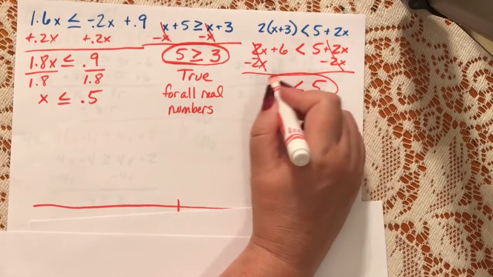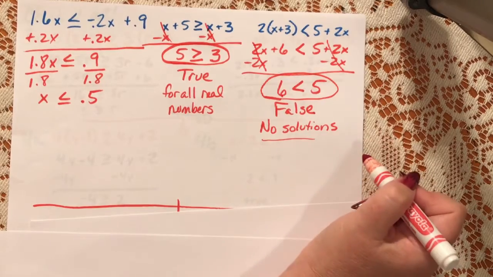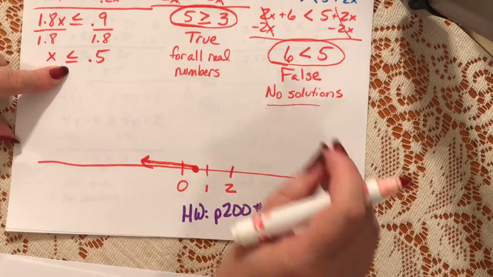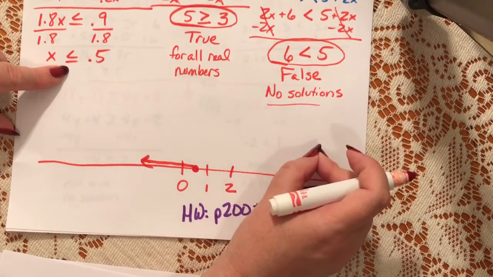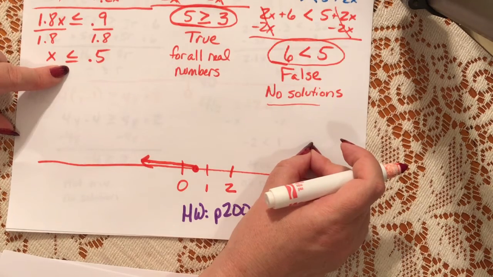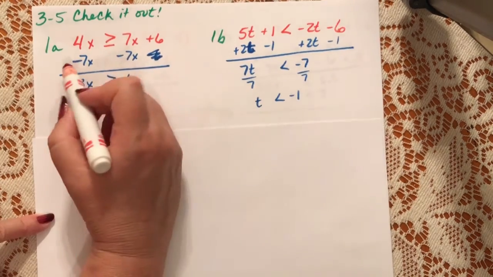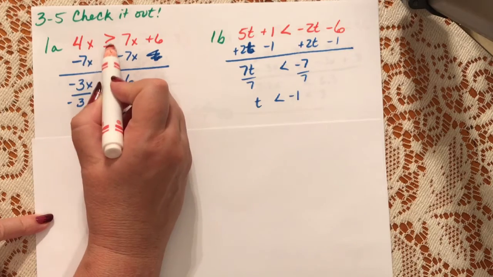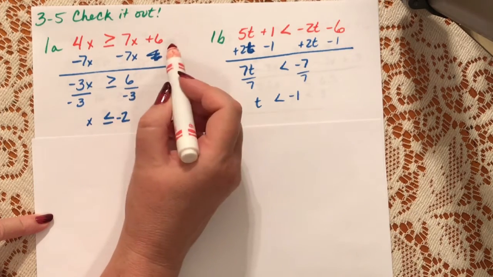And if the number part is false, then nothing's going to work. So I would like you to push pause and try check it out numbers 1 through 4. Check it out number 1, 4x is greater than or equal to 7x plus 6.